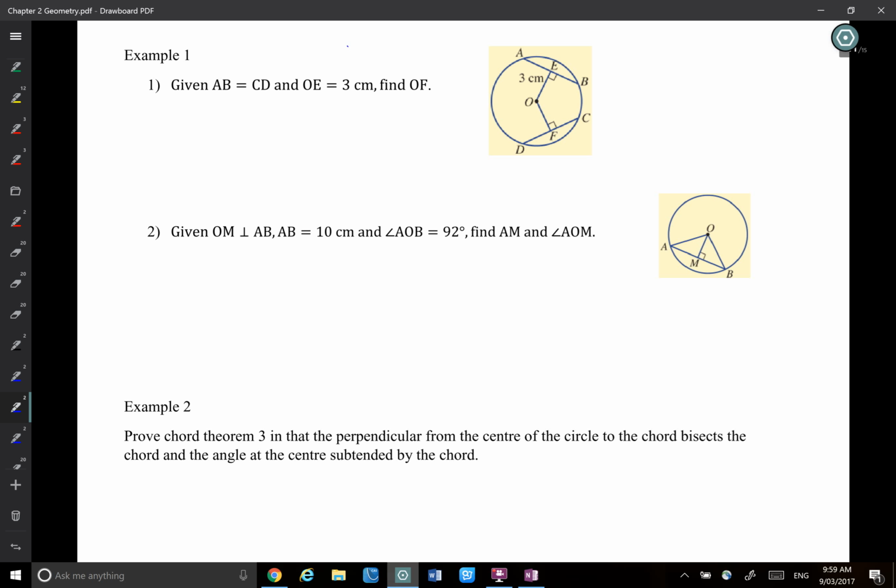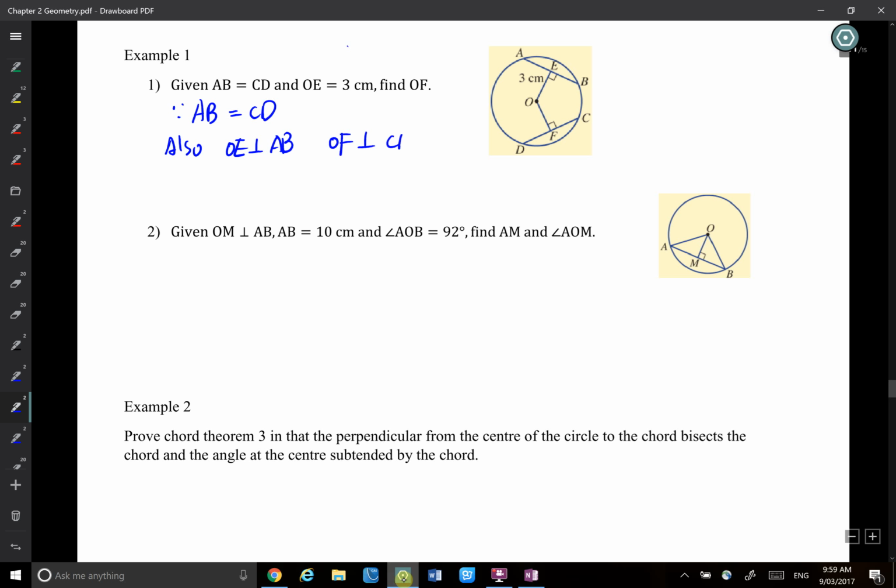So, for example, example 1 says, given AB equals to CD, OE equals to 3, find OF. Because AB equals to CD, and also OE perpendicular to AB, OF perpendicular to CD, so OE must be equals to OF equals to 3 centimeters. So OF equals to 3 centimeters.